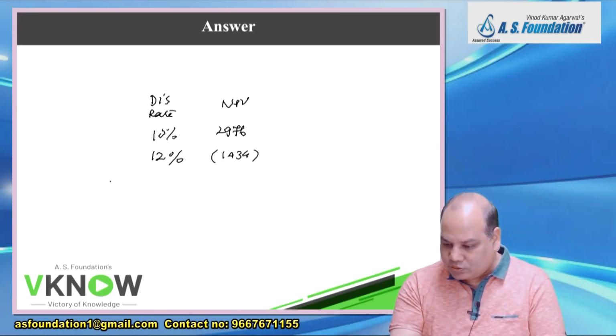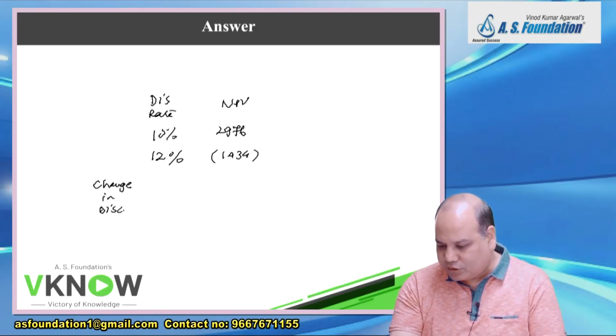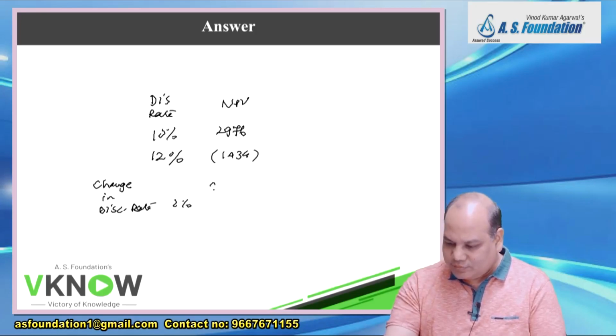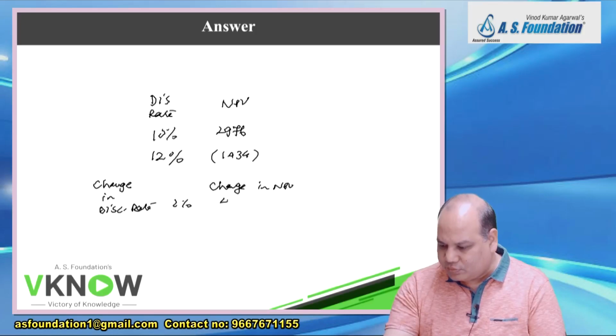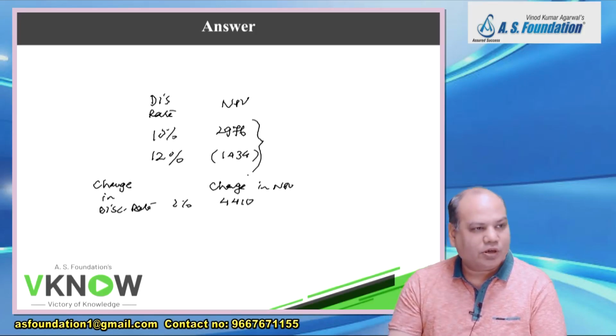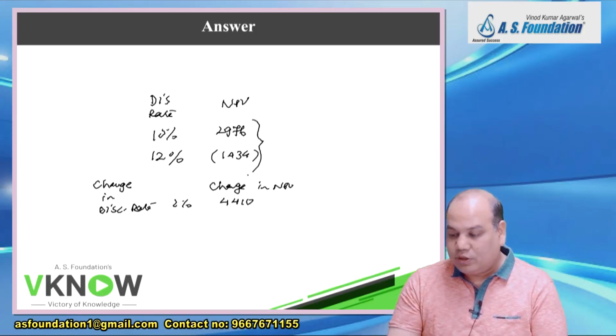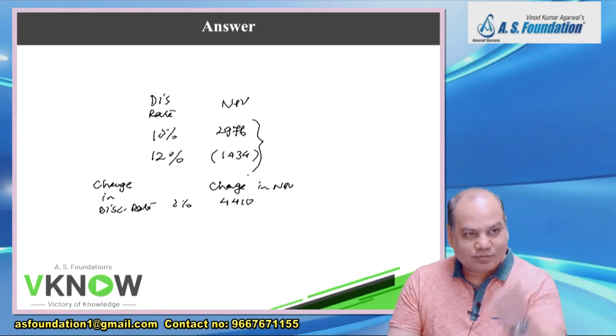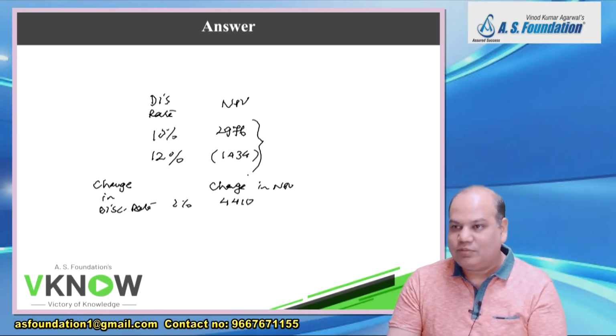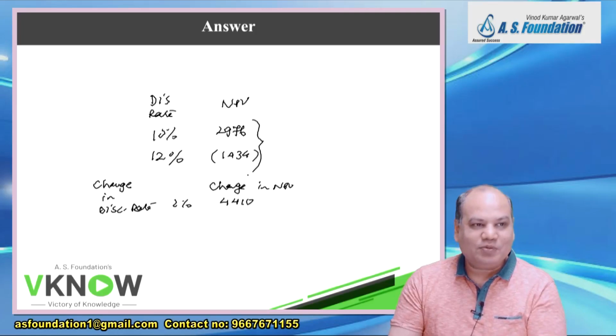Now, what is the change in discount rate? 2%. Change in discount rate is 2%. But what is the change in NPV? Change in NPV is 4410. When discount rate changed by 2%, NPV changed by rupees 4410.